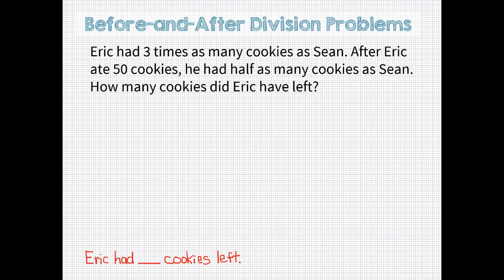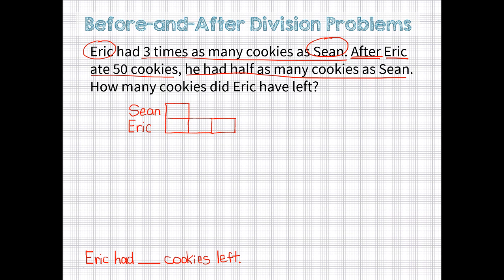Next, we will locate the important information. Eric had 3 times as many cookies as Sean. After Eric ate 50 cookies, he had half as many cookies as Sean. Let's start with unit bars, which show that Eric had 3 times as many cookies as Sean. Since the problem tells us that after Eric ate 50 cookies, he had half as many cookies as Sean, we need to adjust our model.